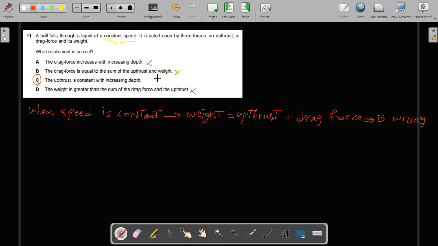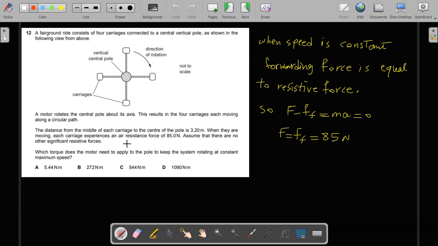This is also wrong, because weight is equal to upthrust plus drag force. And D will be wrong, as I said, when a speed is constant, weight is equal to upthrust plus drag force. So B also is wrong, and D also wrong, so C is right. Question 12.